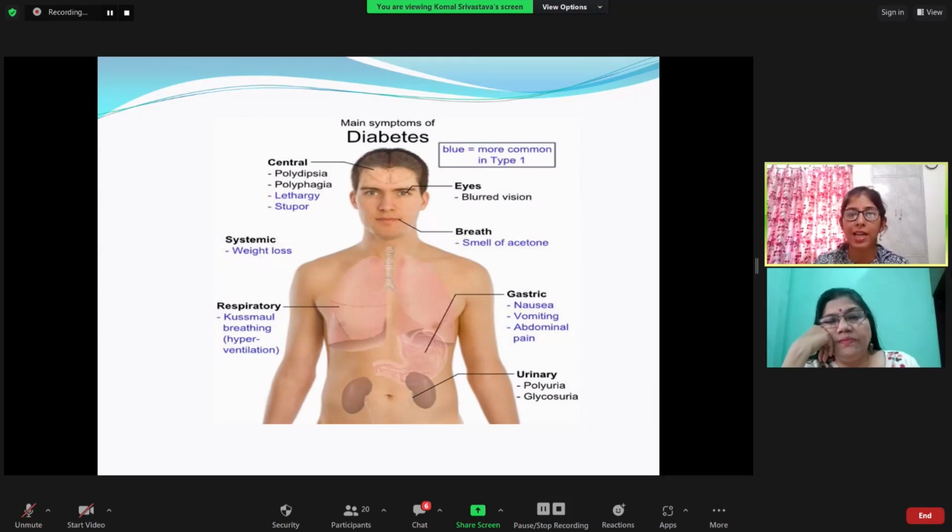And when the child's body gives up, what happens? The child comes to the emergency and the sugar levels are very high. When we see this child, there are two common things which indicate that the child has entered into decay: the smell of acetone or hyperventilation.